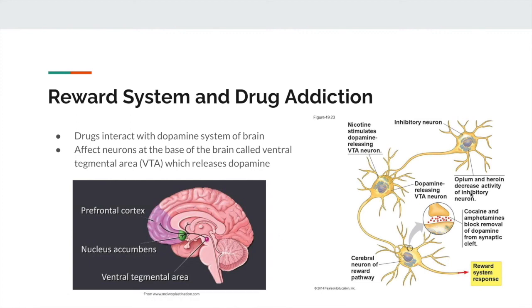Various drugs do this in various ways. So for example, nicotine stimulates the dopamine releasing neuron, whereas opium decreases the activity of an inhibitory neuron. And so these drugs, due to their structures, all interact with the neurons in different ways, but the end result is that there's more dopamine sent to the reward system, and so that makes you crave it even more. And so understanding different parts of the brain, like we've discussed, helps researchers better deal with addiction and find ways to help people who are addicted.